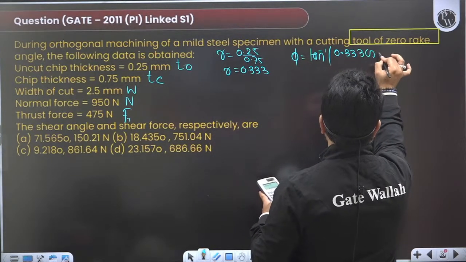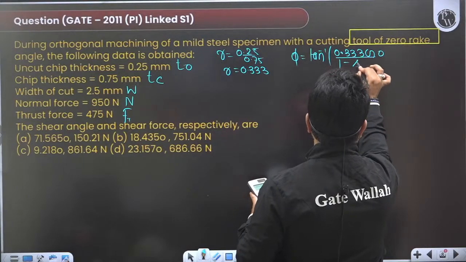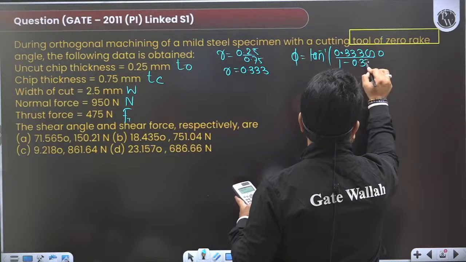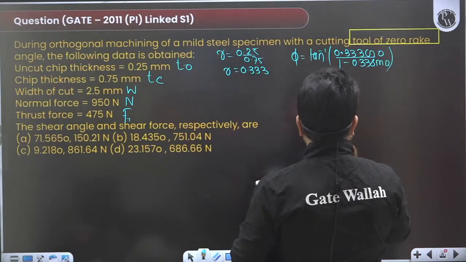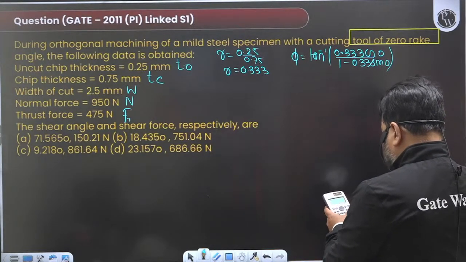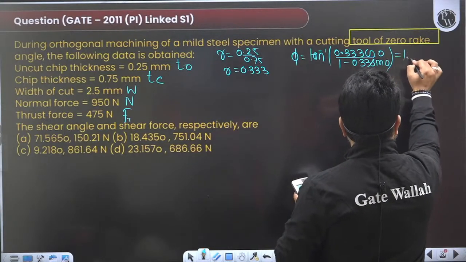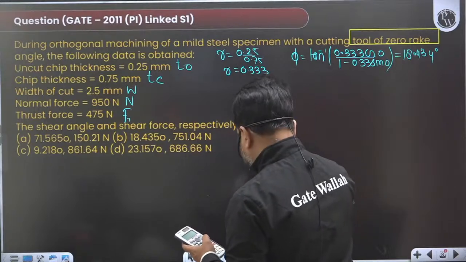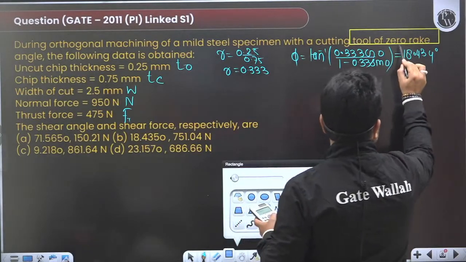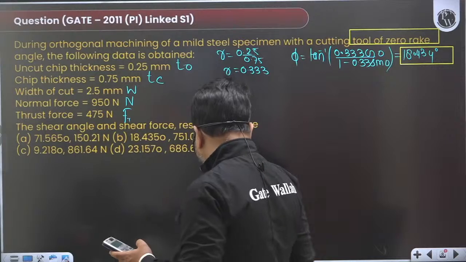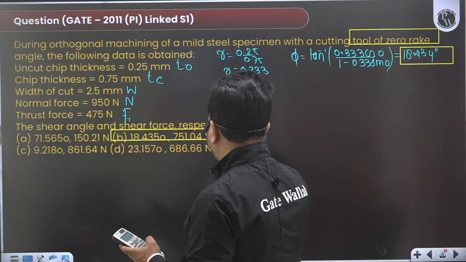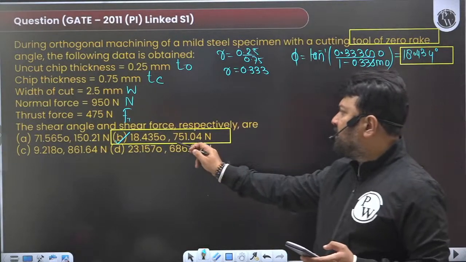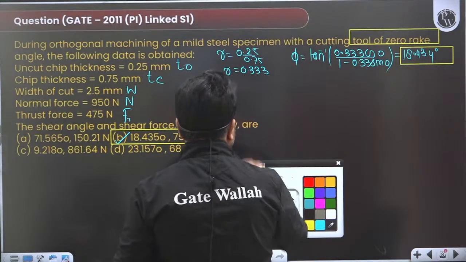0.333 cos of 0, divided by 1 minus 0.33 sine of 0. So shift tan inverse, and the answer is 18.434 degree, which is the shear angle. So here you can see we are getting 18 point something. So directly you can take this, and you can calculate this also if you want.